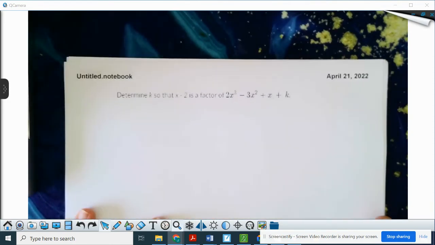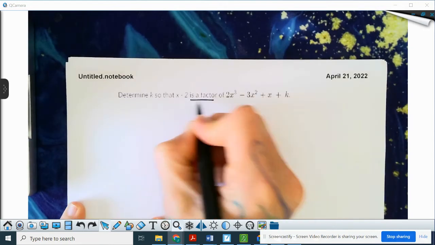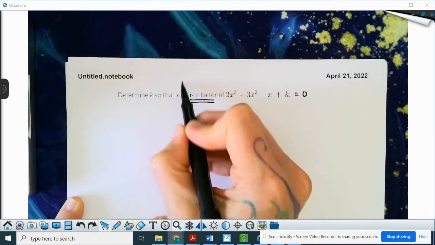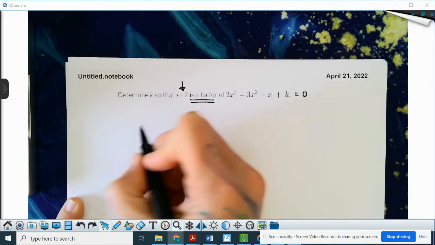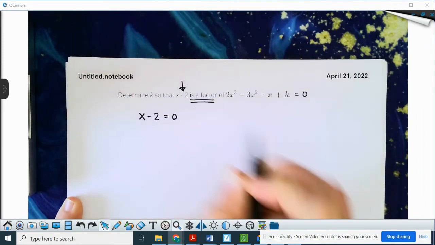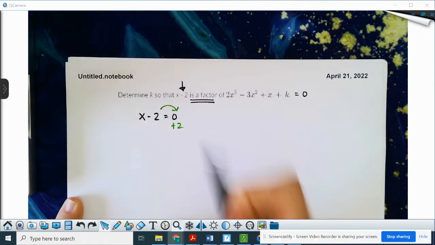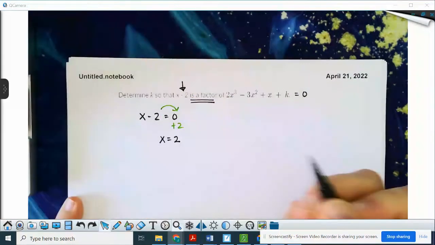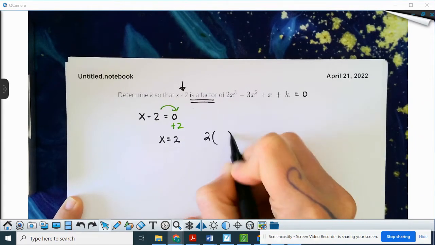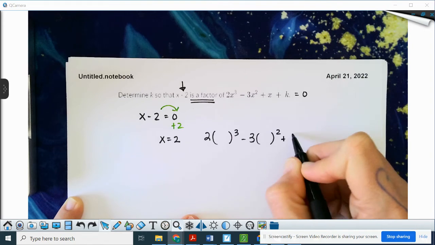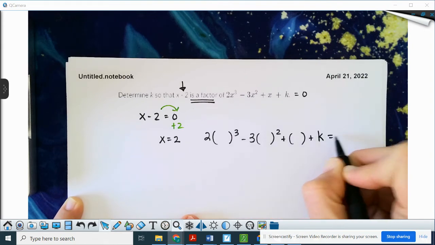Determine k so that x minus 2 is a factor. That means it's going to be equal to 0. And then I need to know what this value of x is. So again, this x minus 2 equals 0. We're going to solve for x by adding 2. So x equals 2. And now we're going to rewrite our function because we have an x value, because what we're actually solving for at this point is that ugly k that's in the way right there.